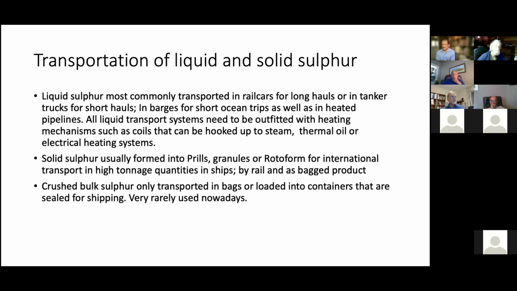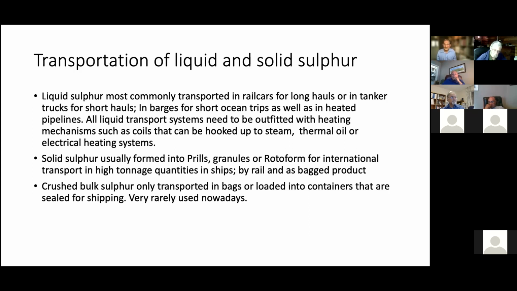And how do you transport sulfur? Liquid sulfur, commonly for long distances on land, you transport in rail cars. These rail cars have steam coils on the side so that you can steam them out when they reach the destination. Depending on how long the journey is, you might have to steam for a longer period. If it's a short haul, like trucking, generally they don't steam it. Barges are also used for short ocean trips. But all liquid transport mechanisms have to be outfitted with coils, some sort of heating mechanism, typically steam, also thermal oil, also electrical heating systems.